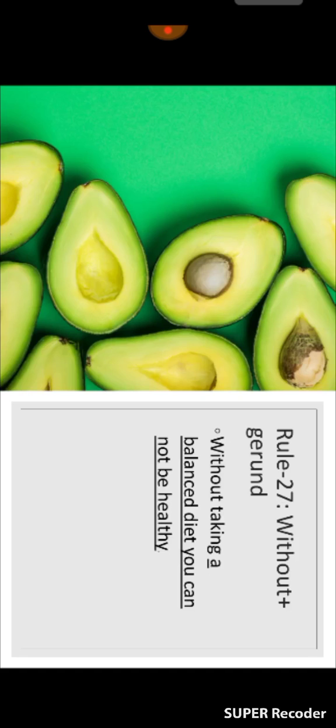Without taking a balanced diet, you cannot be healthy. If you do not take balanced diet, you cannot be healthy. Here without plus verb take plus ing, and we have used here a balanced diet, you cannot be healthy. And you can see to my left side the picture of some balanced diet. Okay, move on to the next rule.